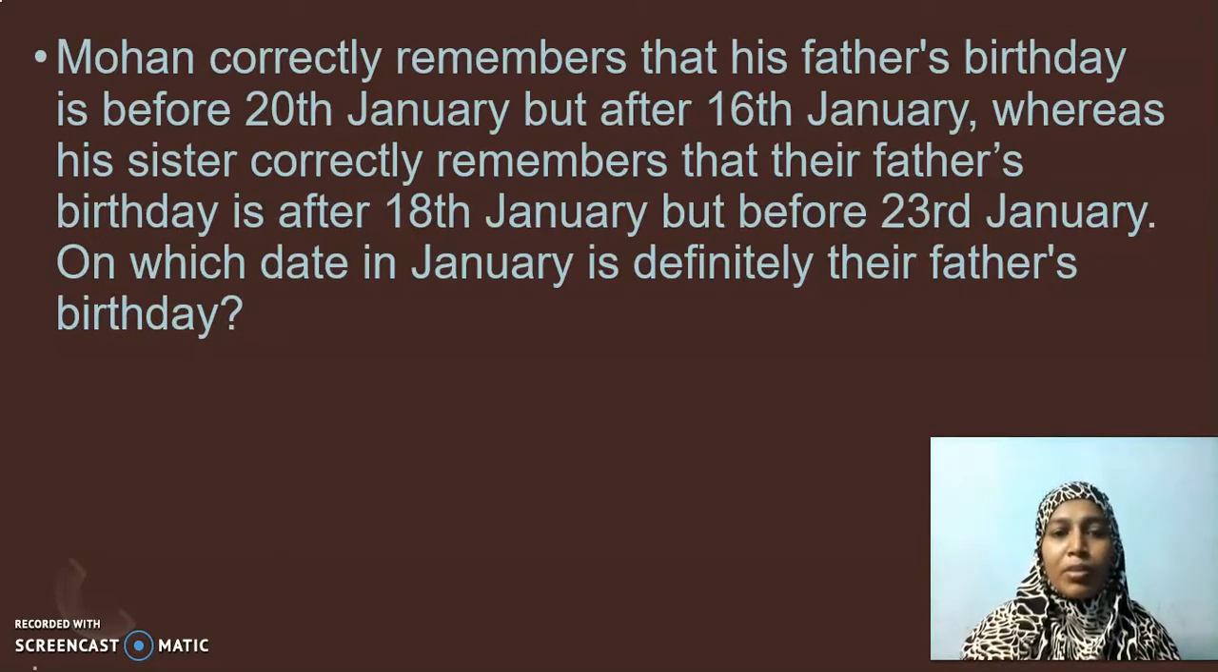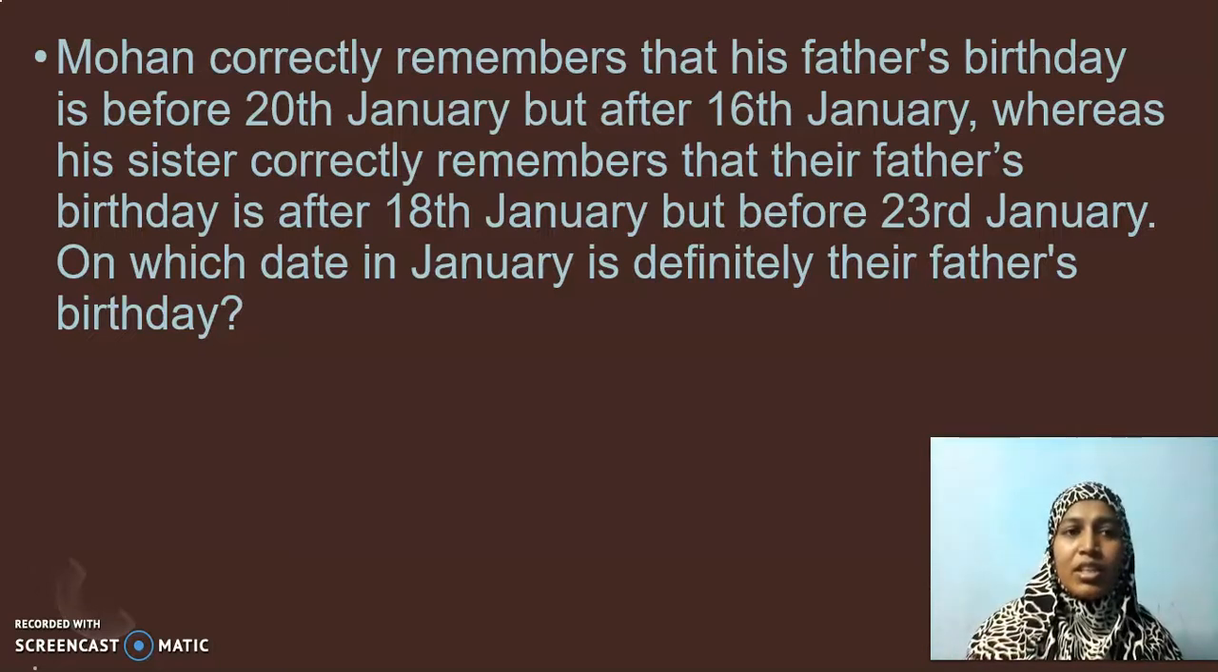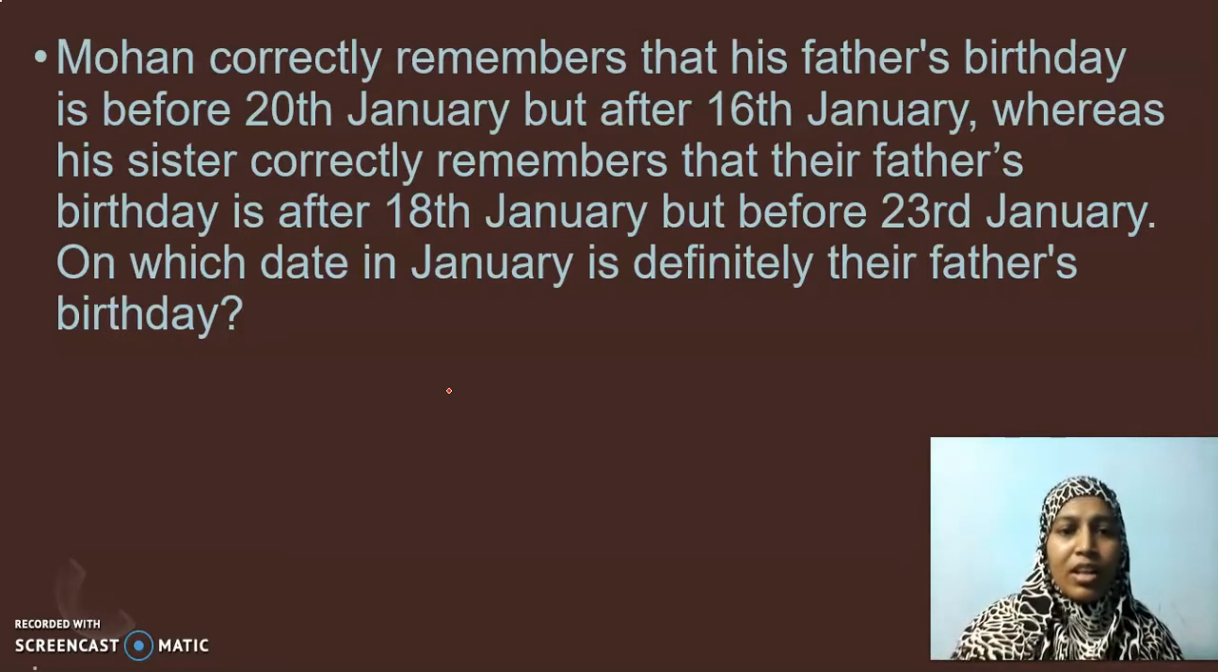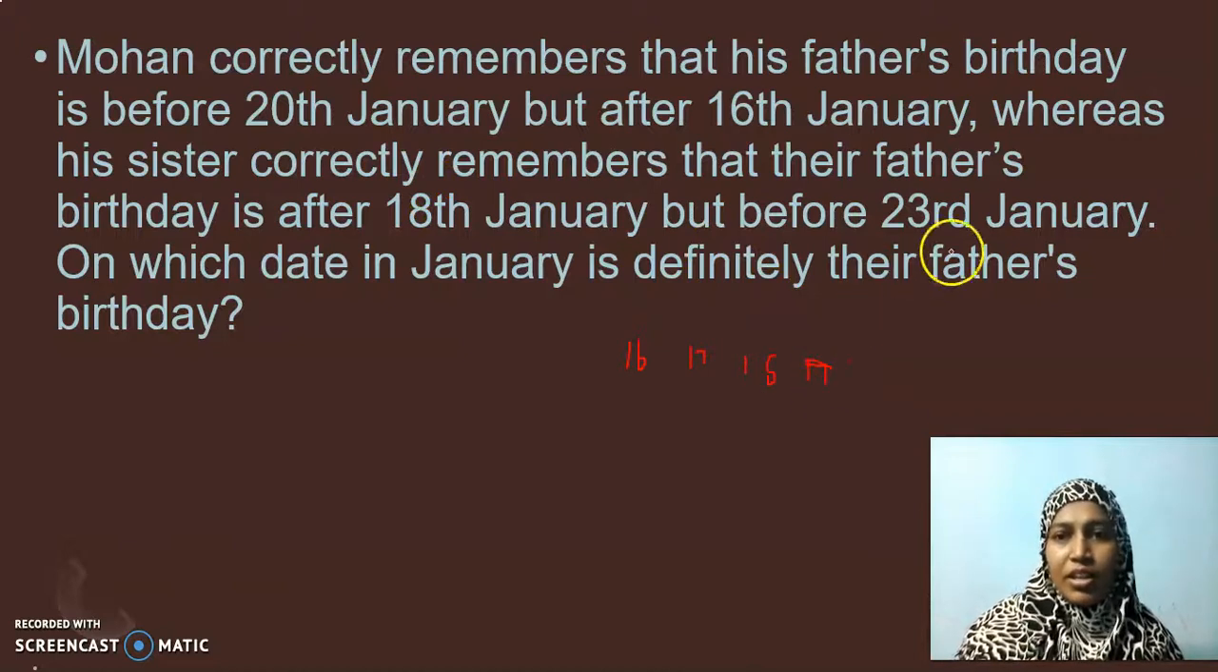Mohan correctly remembers that his father's birthday is before 20th January, but after 16th January. So he has the option of choosing 16, 17, 18, 19 and 20. Not 20, before 20th. So 16, 17, 18 and 19.